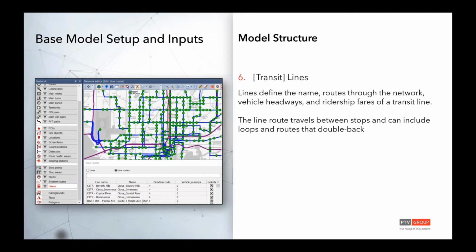But the transit lines define the names, the routes, and the network, vehicle headways, as well as ridership fares. So within these line routes, you'll be able to build out not only the course that they take, but how frequently do they pass through, and what is the cost of taking that vehicle. So that way, when a trip is making a decision in their mode choice, they can factor in how much it will cost to ride public transit.